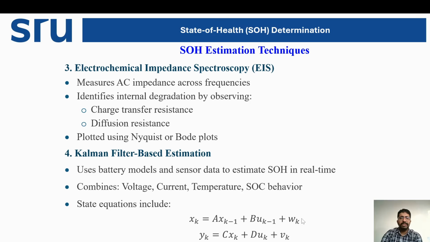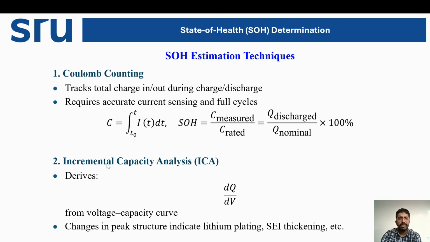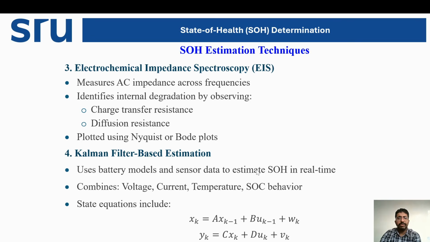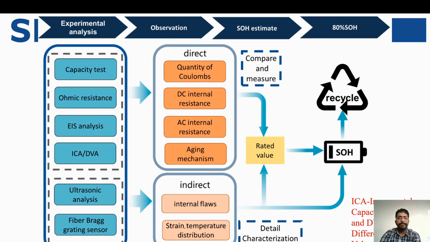Okay, so mostly in state of health we will be using this EIS method, Kalman filter is possible, AI based method is possible, and of course Coulomb counting and incremental capacity analysis are also feasible for state estimation. Now here these are the different tests that are possible: experimental analysis, capacity test, ohmic resistance, EIS analysis, different ultrasonic, fiber. So a lot of possible physical test equipment based analysis is there. Some observations can be obtained.